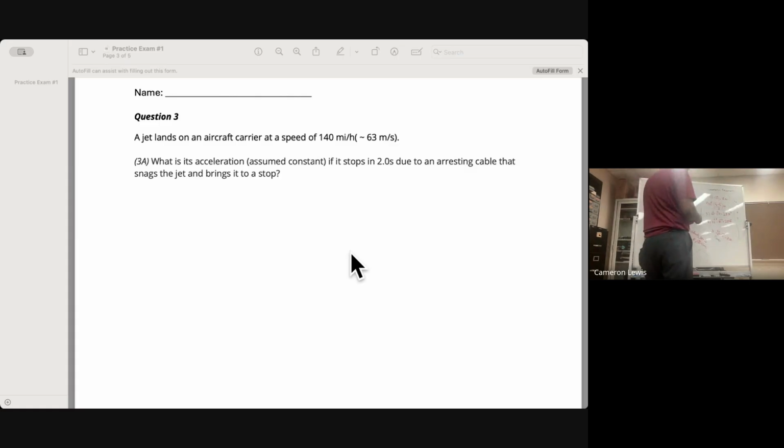Our acceleration is the unknown. I'll put it in green. But we do know our time, right? What is our time? 2 seconds. So I got 2 over here. And do we know our initial velocity? What is it? 63, because we're coming in hot at the beginning at 63 meters per second.